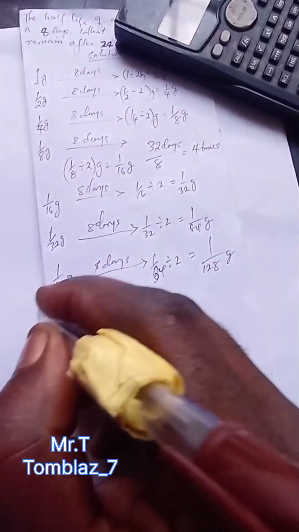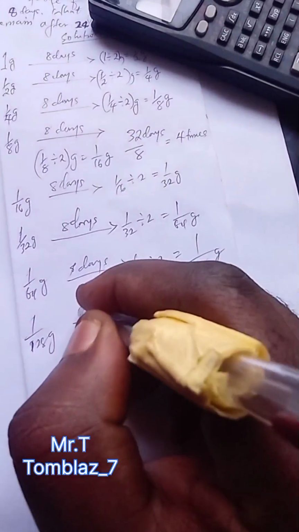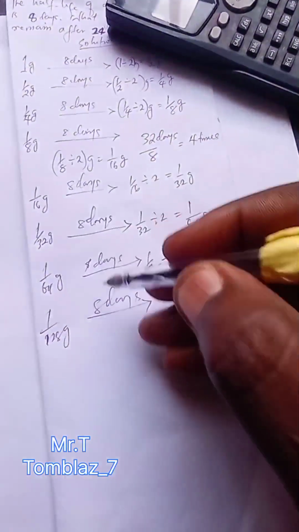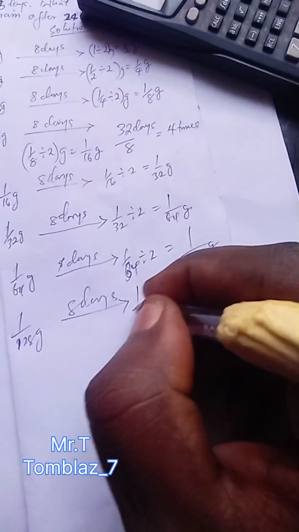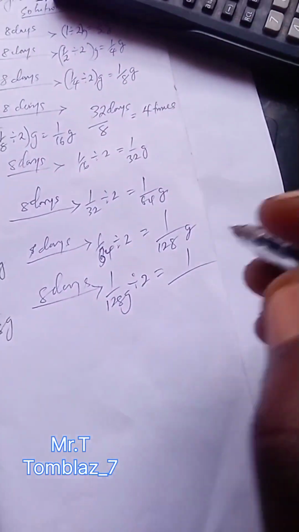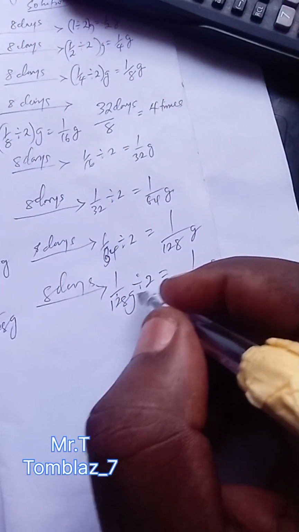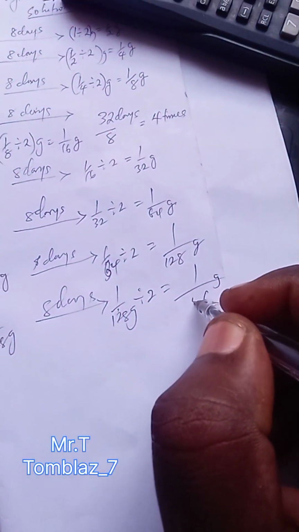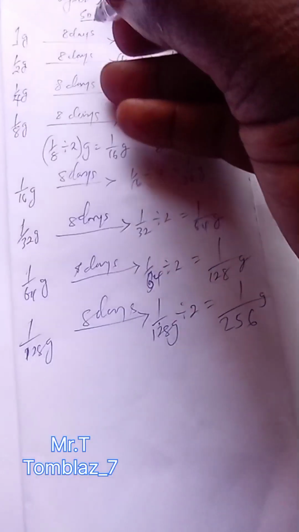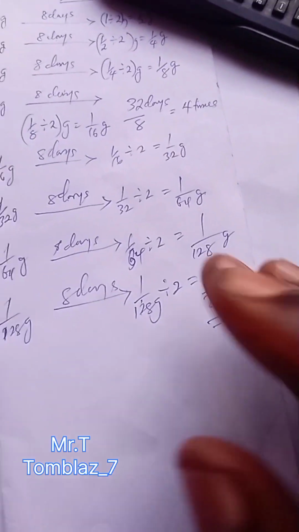So for the last 8 days, 1 over 128 grams, which makes it 64 days. 1 2 3 4 5 6 7 8. 8 times 8 will give you 64. So 1 over 128 grams divided by 2 is going to give you 1 over 256 grams. After that 64 days, this is what is going to remain, right?